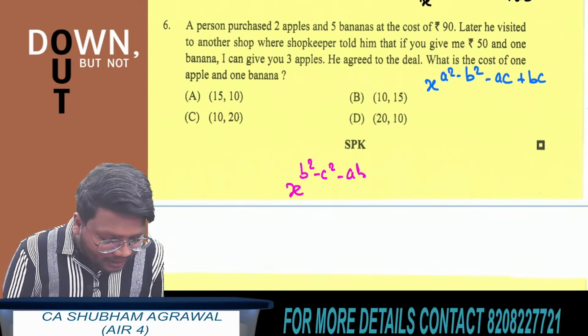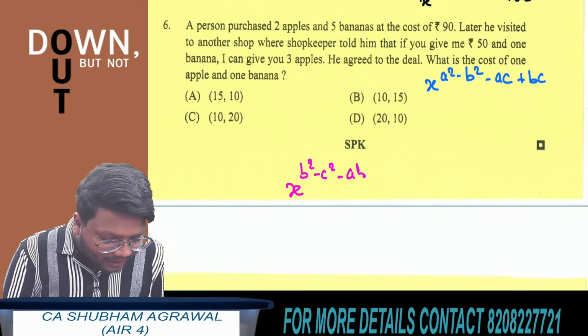I have explained this thing in class also, that if you see a cyclic expression in indices, the answer is always 1. Because here, if you add the powers, you will get the addition of powers as 0. And any number to the power 0 is equal to what? 1. So whenever you see a cyclic expression in indices, you will always get the answer as 1. Clear? So your answer is option D.